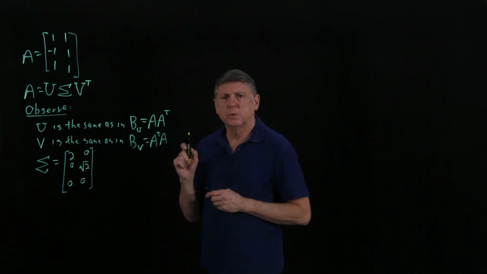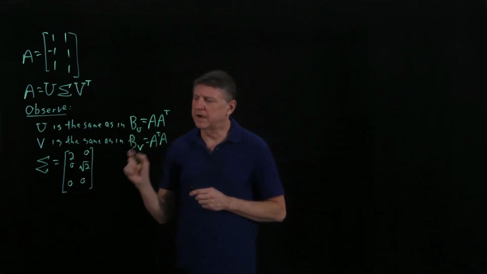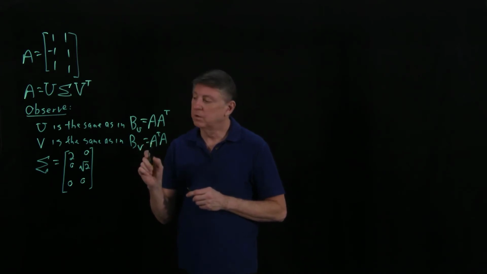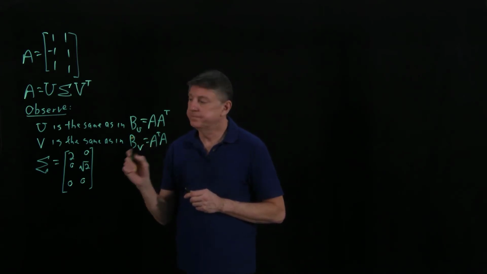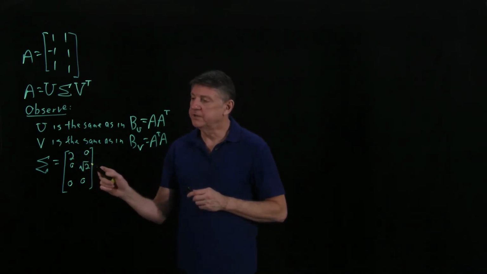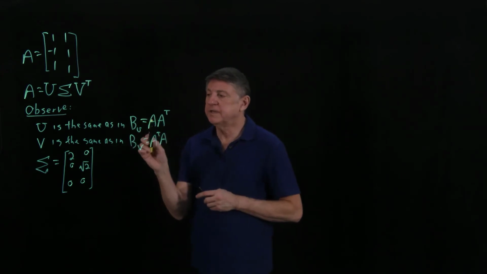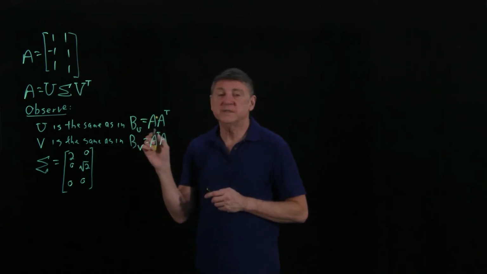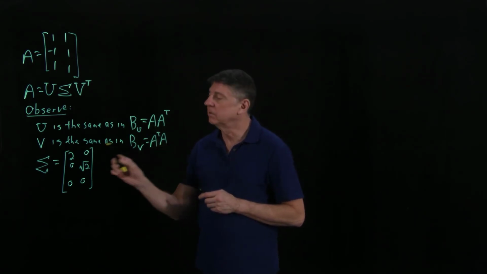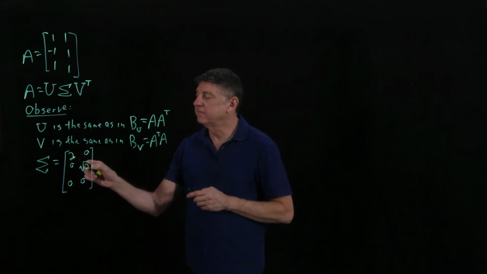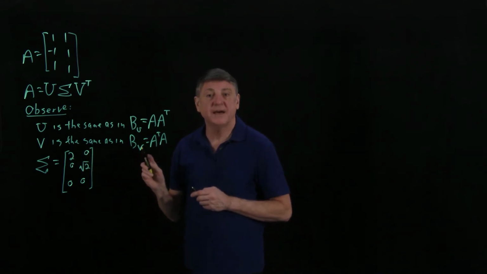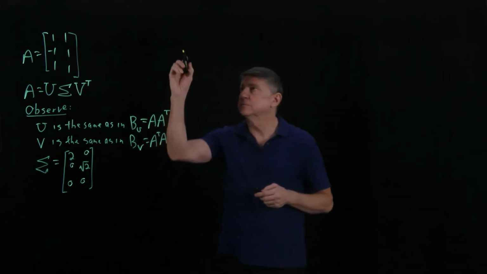Can you recall what the eigenvalues of B sub V were? Well, they were 4 and 2. And sigma is the square root of 4 and 2. Can you recall the eigenvalues for B sub U? Well, those were 4, 2, and 0. And here we have square root of 4, square root of 2. And that is a general result.